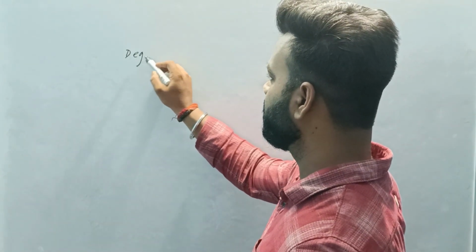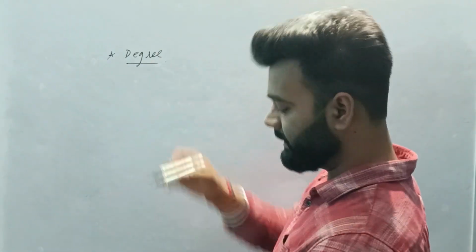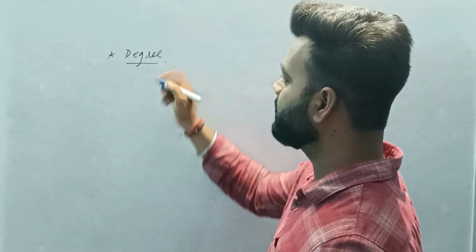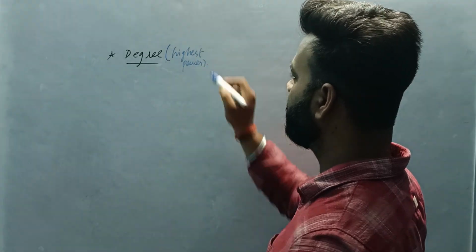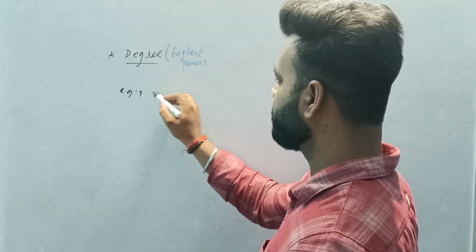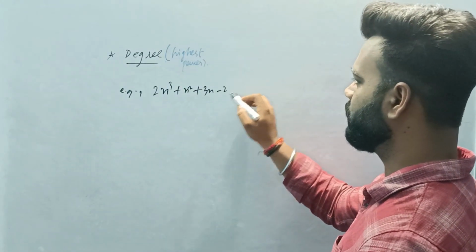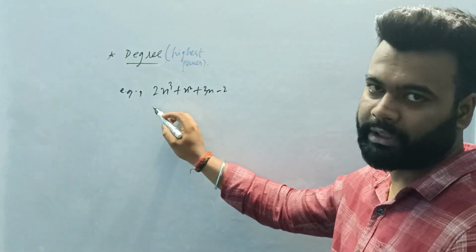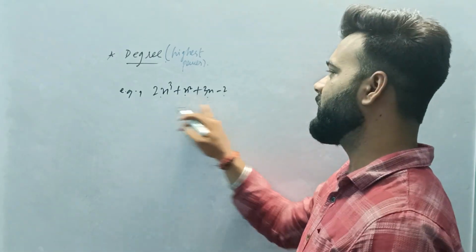Once you have understood types of polynomials, we will move on to what is degree. Right? What is degree? Degree is nothing but highest power. Let's say, for example, 2x cube plus x square plus 3x minus 2. This is a polynomial. Why? Because there are 1, 2, 3, 4 terms. So if there are 4 or more terms, it is considered as a polynomial.